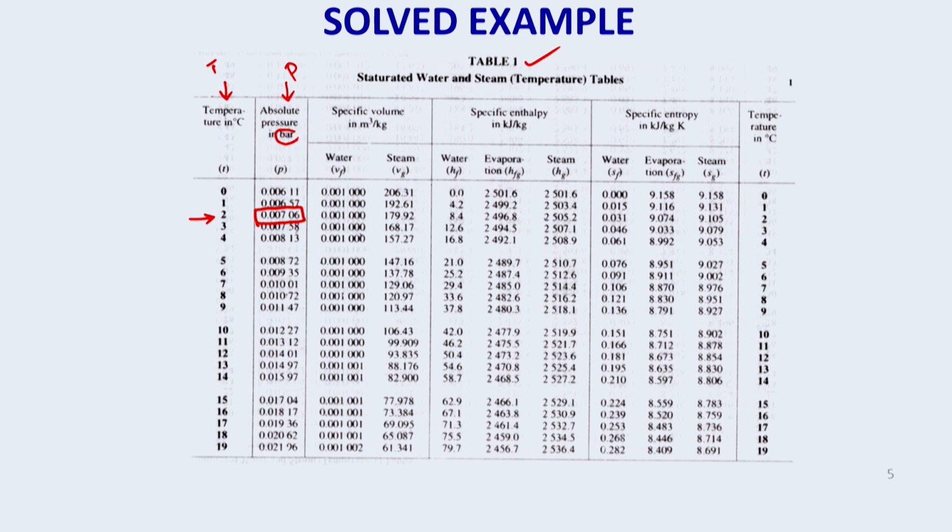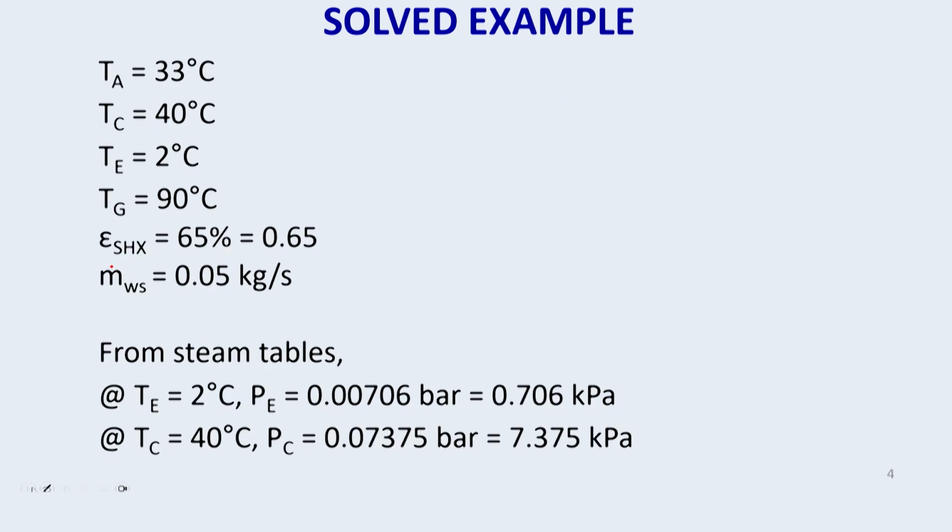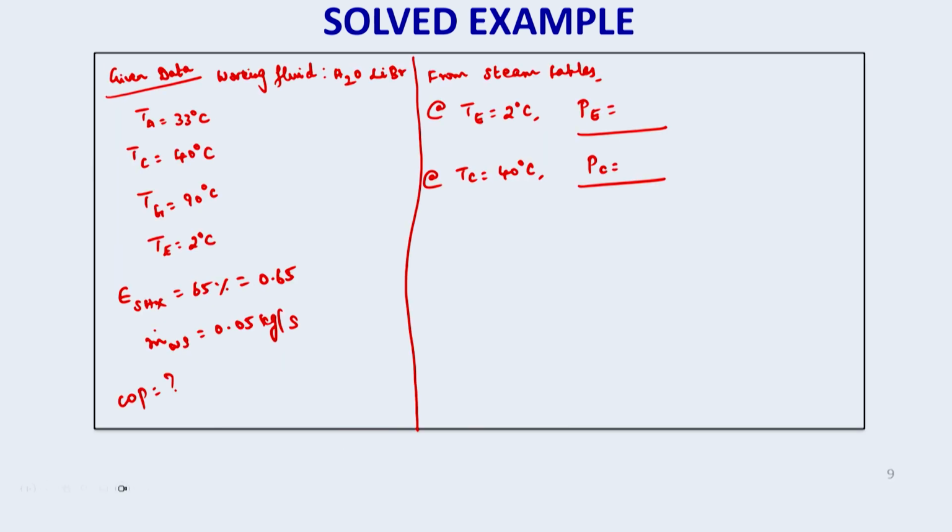The unit of the pressure in the table is bar. See here, 0.00706 bar, which can be converted into kilopascal. 0.00706 bar is equal to 0.706 kilopascal.